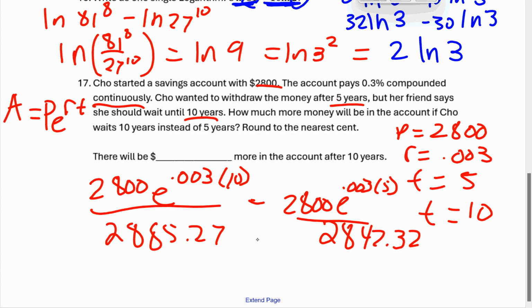So if we subtract those two numbers, we get 42.96. So is it really worth it to wait 5 years for $43? I don't know. Okay, and then the last couple of them.